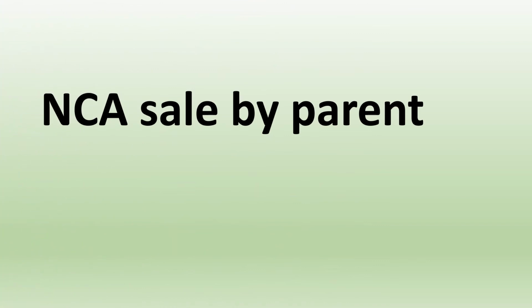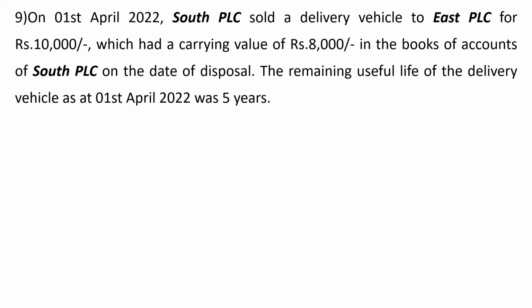Now, in the next adjustment, we are going to learn how non-current asset sale by parent is going to be treated in the financial statements. Let's look at the next adjustment. Let's say on 1st of April 2022, South PLC sold a delivery vehicle to East PLC for rupees 10,000, which had a carrying value of rupees 8,000 in the books of accounts of South PLC. On the date of disposal, the remaining useful life of the delivery vehicle as at 1st of April 2022 was 5 years.